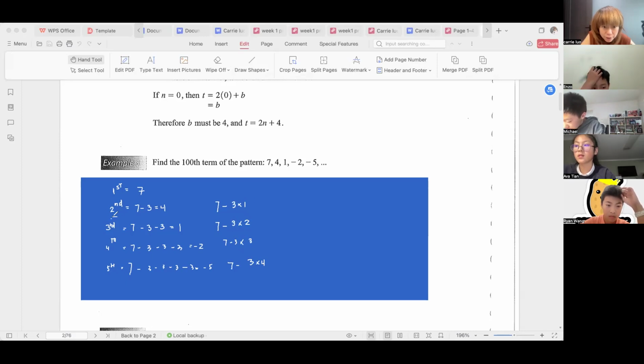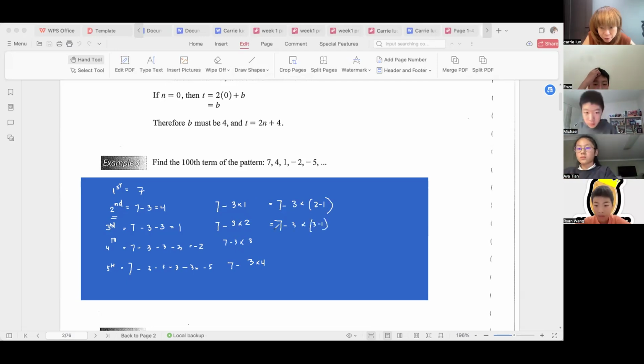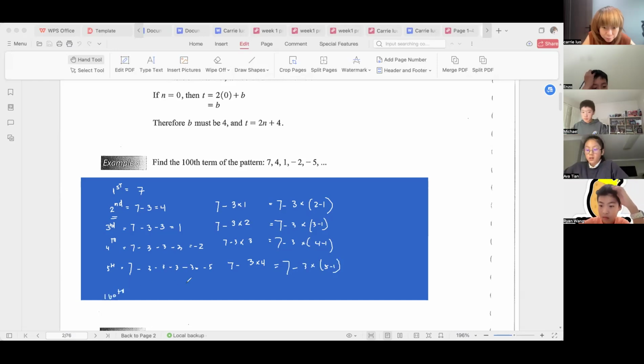Okay, so second one, so equals what? What is 7 minus 3 times 2 minus 1, right? This one is 7 minus 3 times 3 minus 1. And this one is 7 minus 3 times 4 minus 1, right? And this one 7 minus 3 times 5 minus 1, correct? So what is the 100th one? 7 minus 3 times 100 minus 1, right? Equals 7 minus 297 equals negative 290.